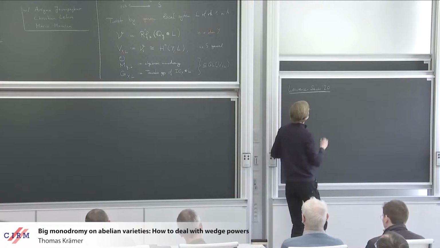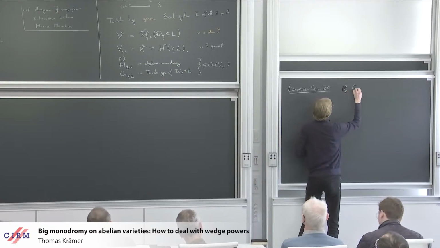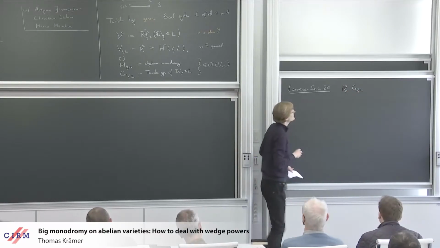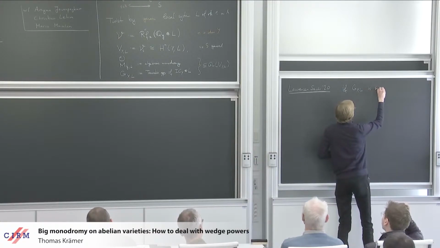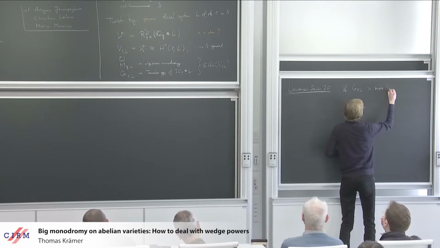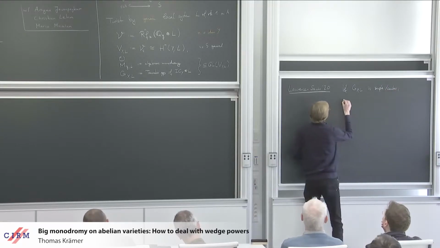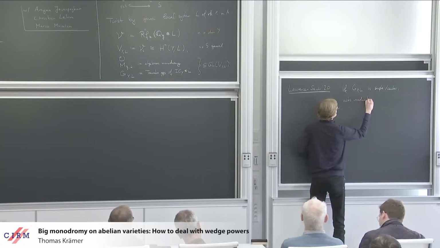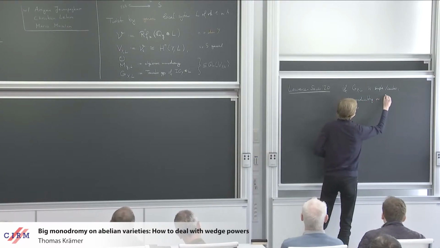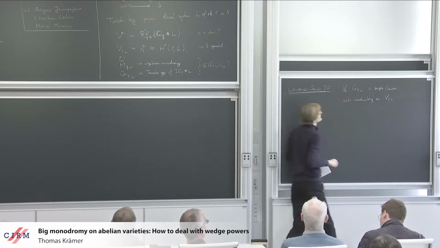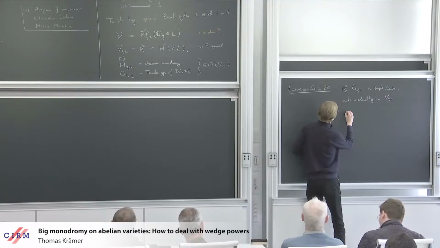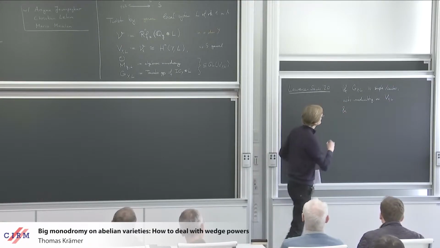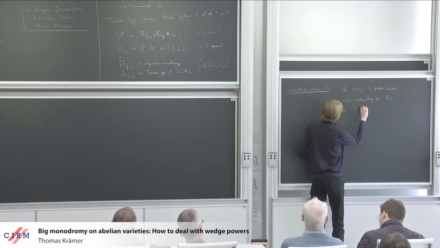So the statement is the following. So assume that this Tannakian group is big in the sense that it's simple modulo its center and its representation on this space V_{Y,L} is irreducible. And of course, there's one trivial case to be ruled out. You don't want Y to be a trivial family.